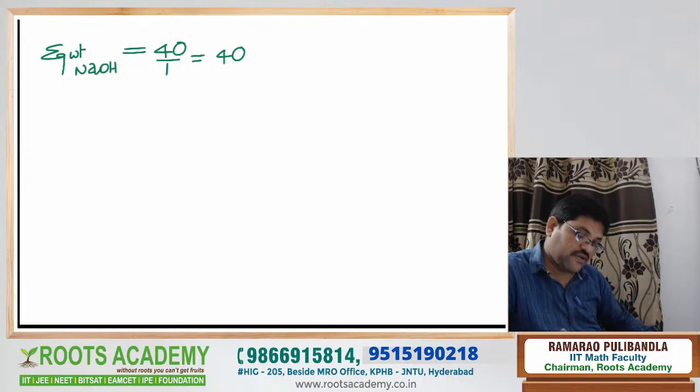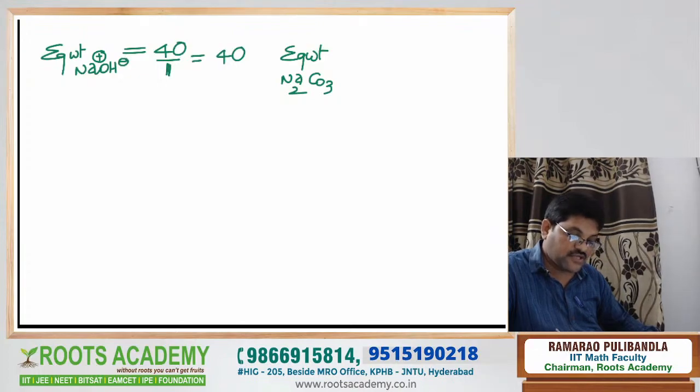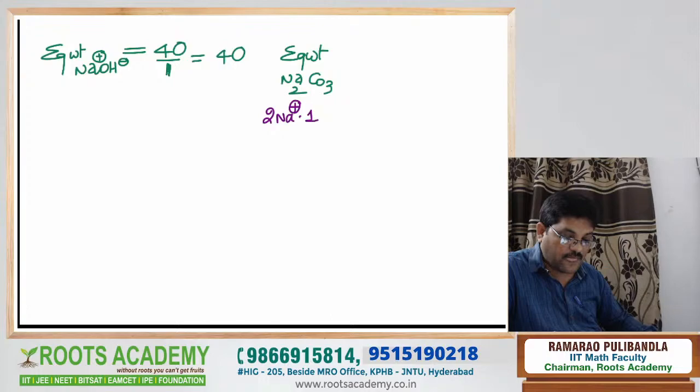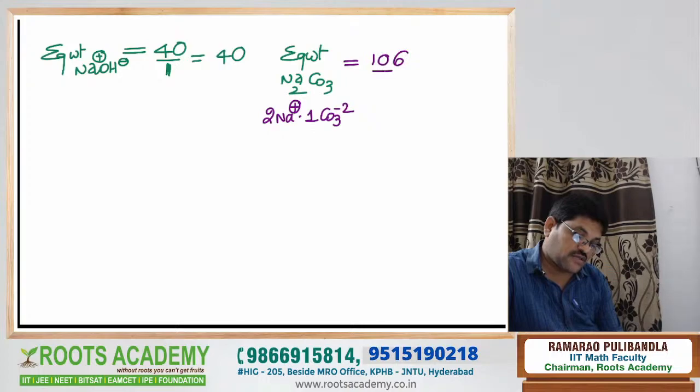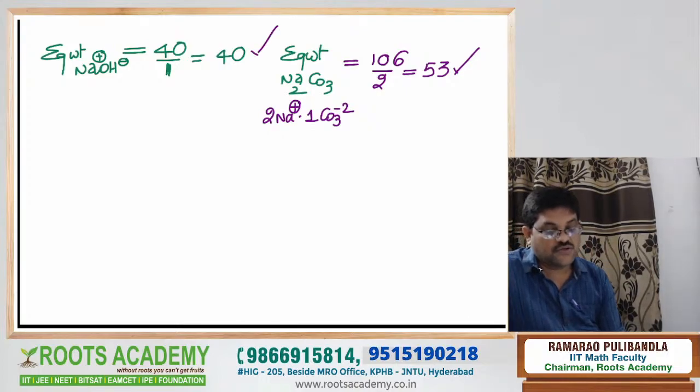And come to the next one. Equivalent weight of Na2CO3. Actually, in NaOH there is only one OH, that's why I am writing by 1. Come to Na2CO3. How is Na2CO3 split? It splits like this: 2 moles of Na+ and 1 mole of CO3 2-. So the total charge of the cation is plus 2, and the total charge of the anion is minus 2. Becomes 106 by 2. So 106 by 2 means we get 53.